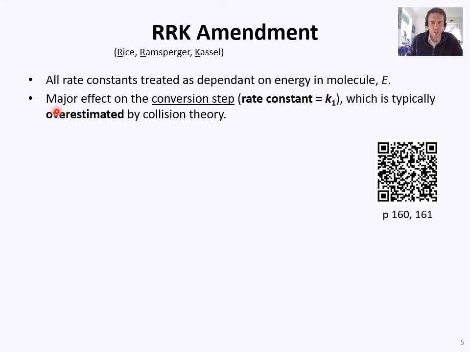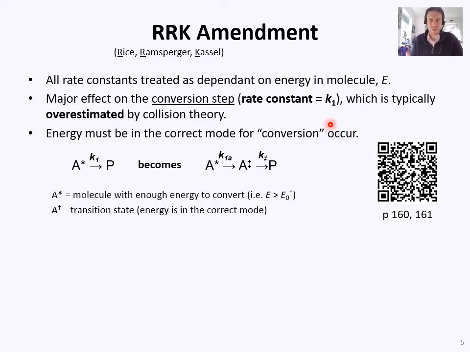The major change is in the conversion step. So that's the one where you've got essentially your activated state going to products, which has a rate constant of K1. And this step is actually typically overestimated by collision theory. The reason for that is, again, the energy needs to be in the right mode for conversion to occur. If it's not in the right mode, obviously, the reaction's not going to occur. So you need some sort of statistical explanation for the energy moving from just being in the molecule to going into the right mode.